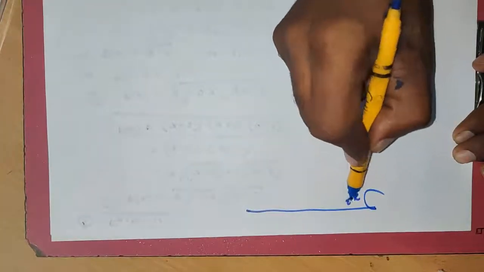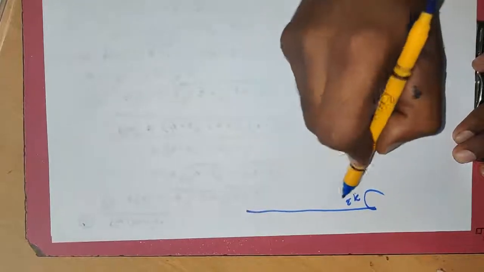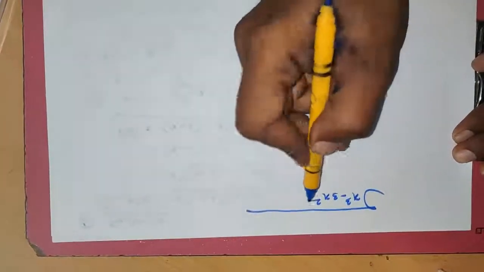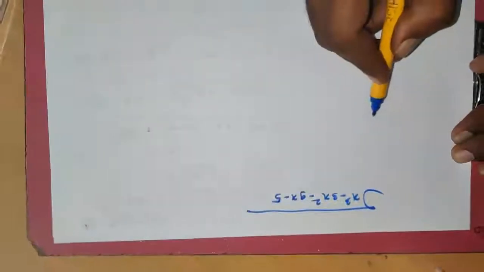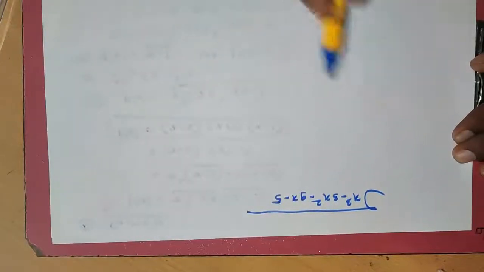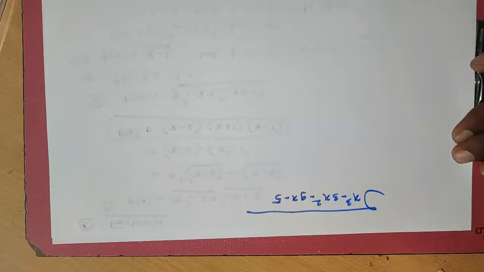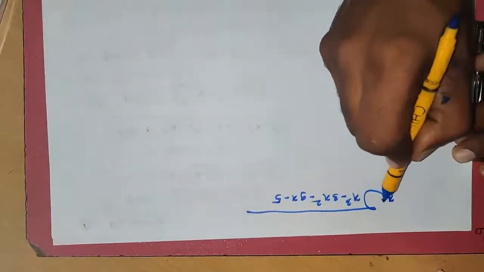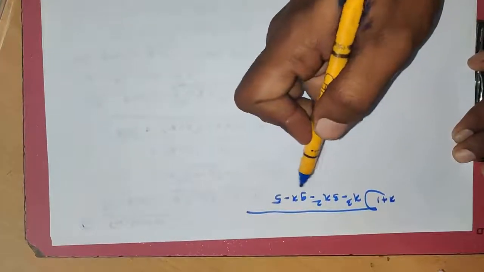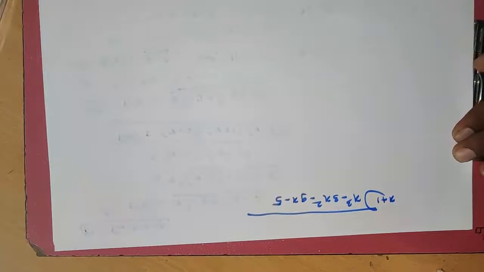And p of x is x cube minus 3x square minus 9x minus 5. This is a cubic polynomial, and we got x plus 1 is a factor. So here we will divide this polynomial by x plus 1.